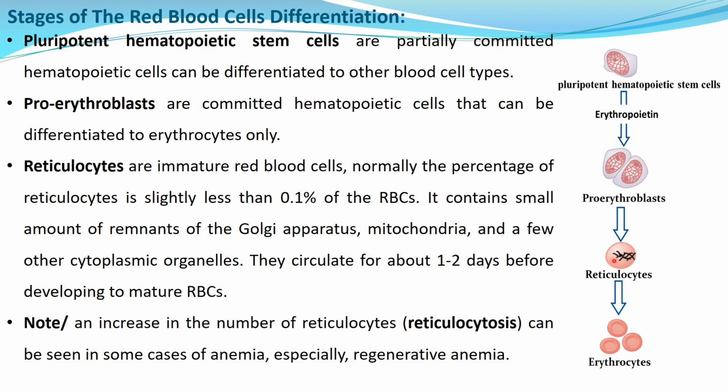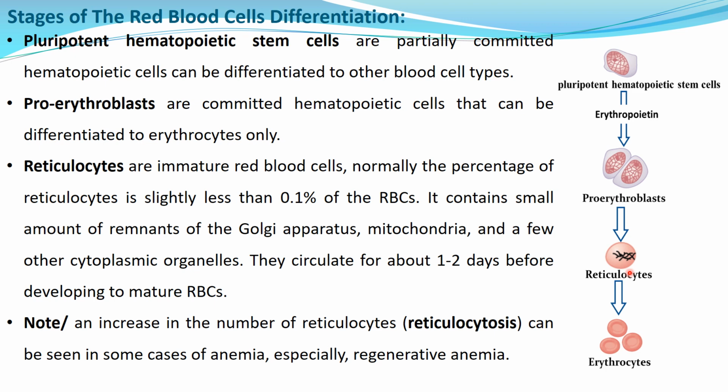The reticulocytes can circulate for about 1 to 2 days. Then they differentiate into what? Into a developed mature red blood cell. So an increase in the number of reticulocytes, which is called reticulocytosis, can be seen in some cases of anemia, especially the regenerative anemia.